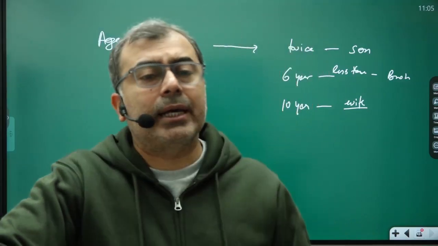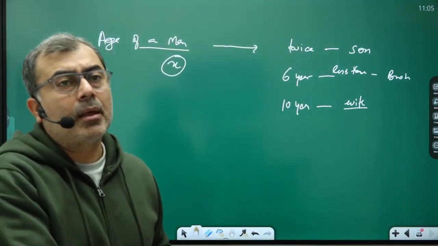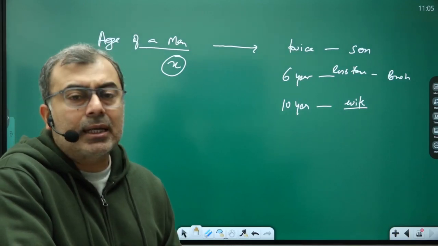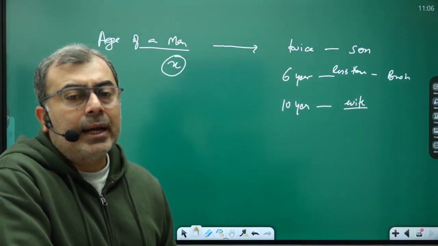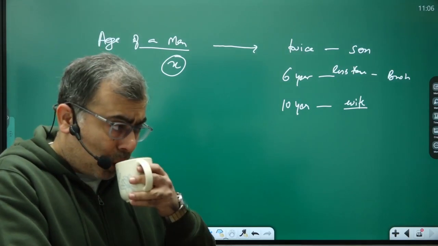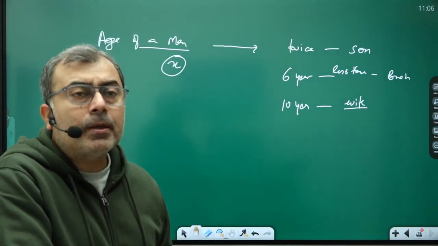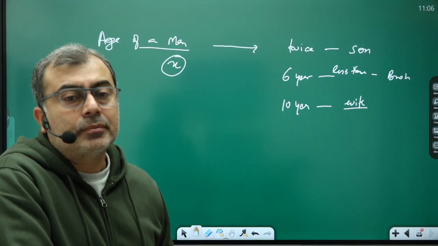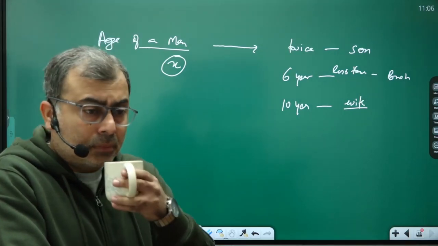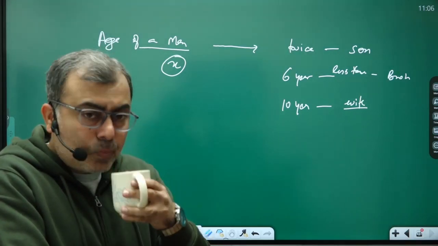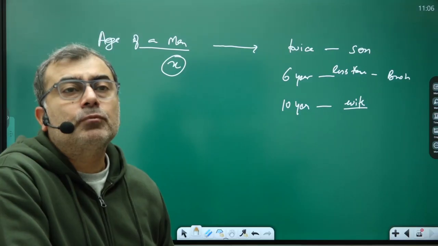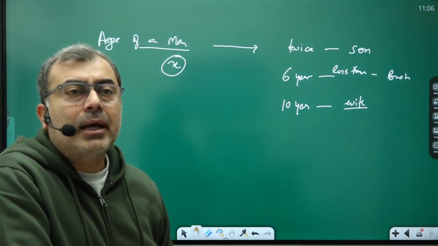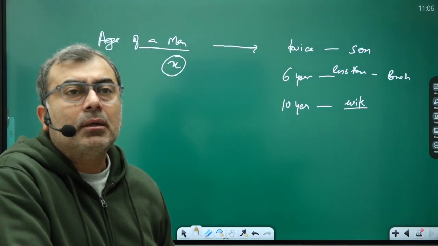You have to find out the age of this man. And these are the three relations: twice the age of his son, 6 years younger than his brother, and he's 10 years elder than his wife. What should I give you so that you can find the man's age? What should I give you? Anything that you want, I will give you on this.